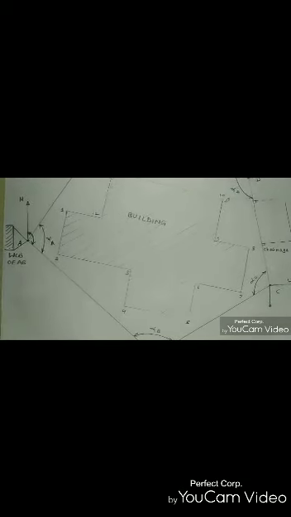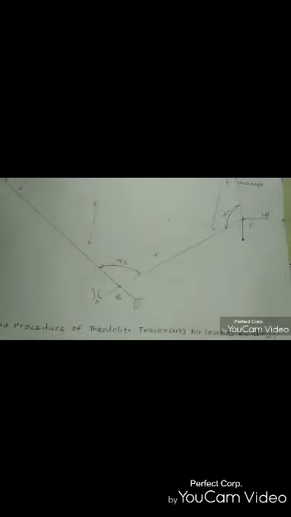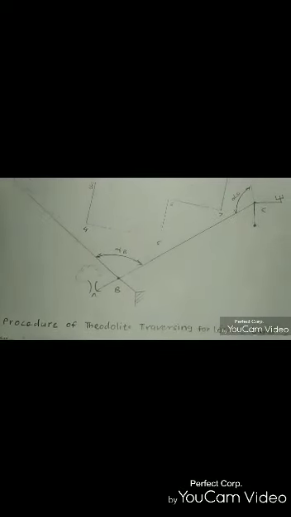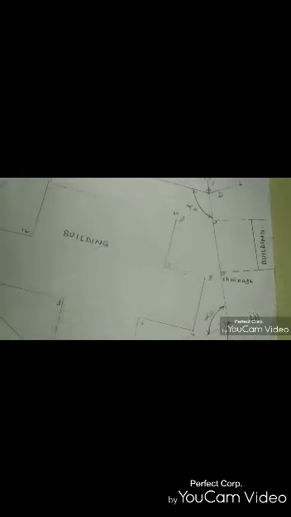Now see in the sketch. There is a traverse of 5 sides A, B, C, D, E. I will show you that sketch. This is station A, station B, station C, station D and station E.